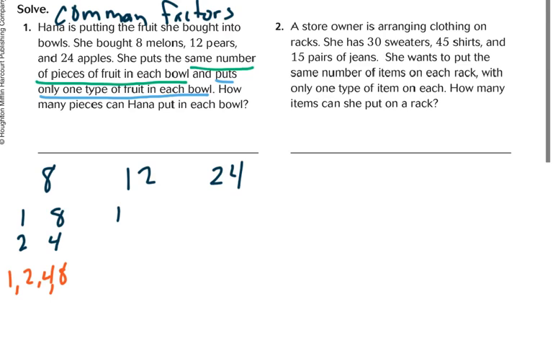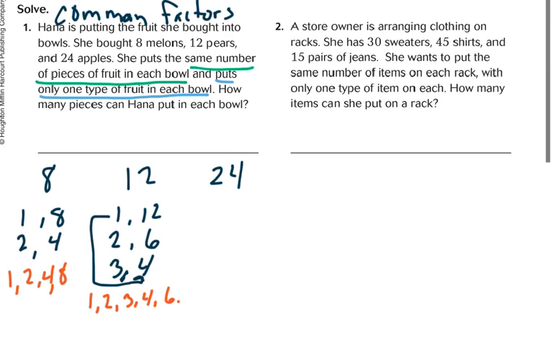12, 1 and 12. 12 is even, so it's divisible by 2. 2 times what gets me 12? 6. 12 is divisible by 3 because the sum of its digits is divisible by 3. 1 plus 2 is 3. 3 is divisible by 3. 3 times 4 gets me 12. And I made my way all around my factors, so I am done. I have 1, 2, 3, 4, 6, and 12.